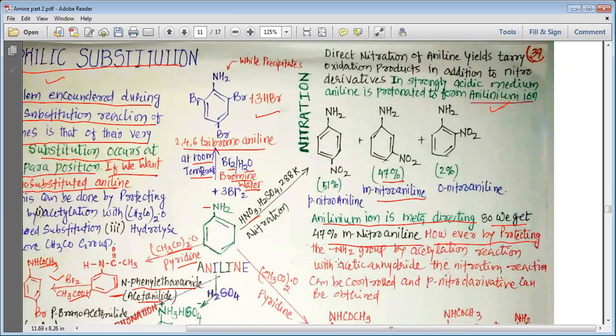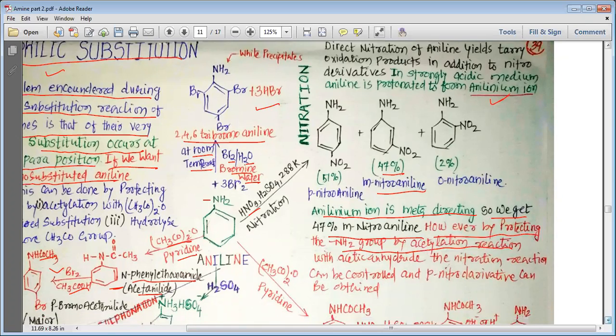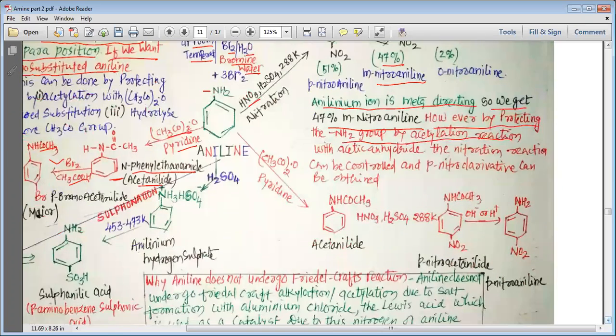However, by protecting the NH2 group by acetylation reaction, we can avoid getting the meta-nitroaniline as a product. By protecting the aniline by the acetylation reaction with acetic anhydride, the nitration reaction can be controlled and para-nitroaniline can also be obtained as a product.